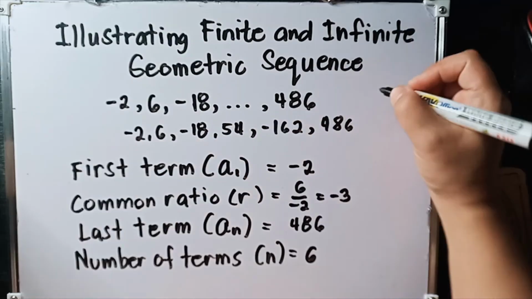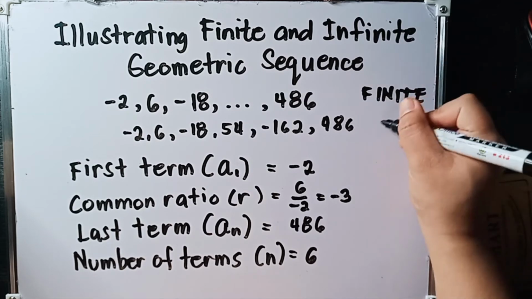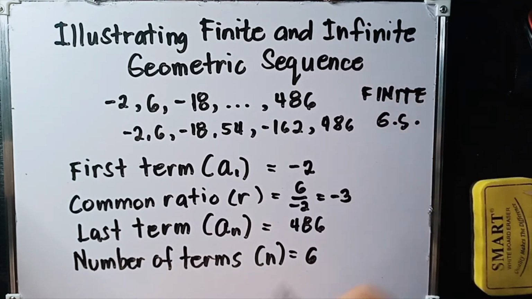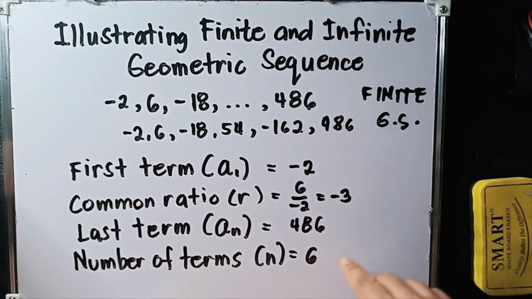So this one, again, is an example of a finite geometric sequence, since it has a first term, common ratio, last term, and the number of terms.